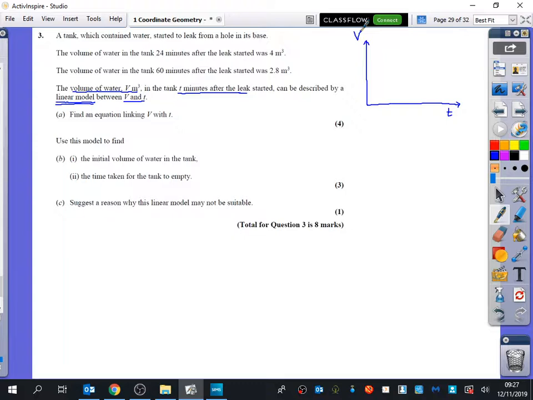We're now going to go back to what the question is saying. We've got this tank and it's leaking with water. It tells us that at 24 minutes, the volume is 4. So I would encourage you to do a sketch of what this might look like. At 24 minutes, the volume is 4. So I can put here that that would be 24, that would be 4. So its coordinate would be (24, 4).